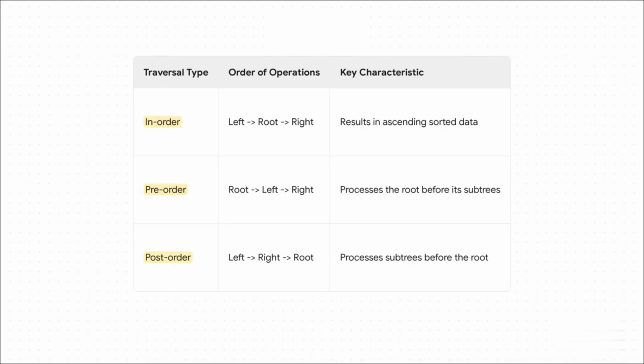So let's just recap that real quick. We've got 3 main ways to walk through the same tree. In order gets you your data sorted. Pre-order is your go-to for copying, and post-order is perfect for deleting. Same structure, 3 totally different and useful ways to read it.